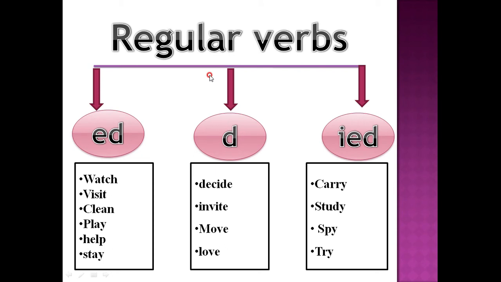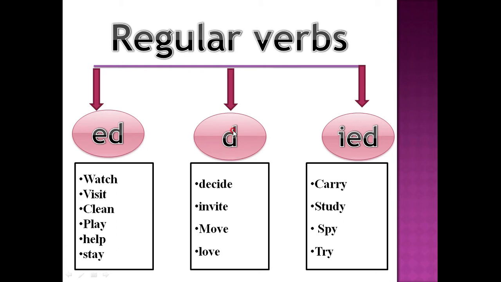Regular verbs, we put them in past by adding ed, d, or ied. We add ed if the verb doesn't end in e. So look at these verbs: watch, visit, clean, play, help, stay. There is no e at the end of these verbs, so we have to add ed. Watched, visited, cleaned, played, helped, stayed.